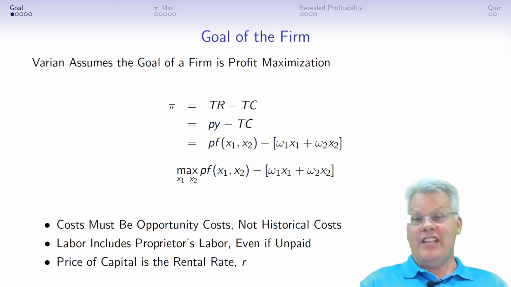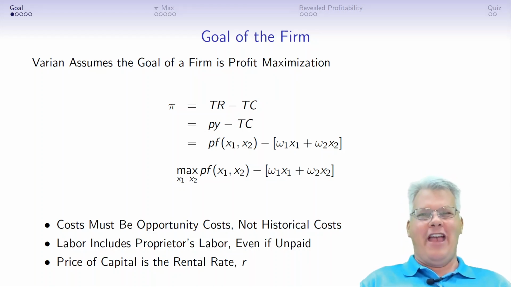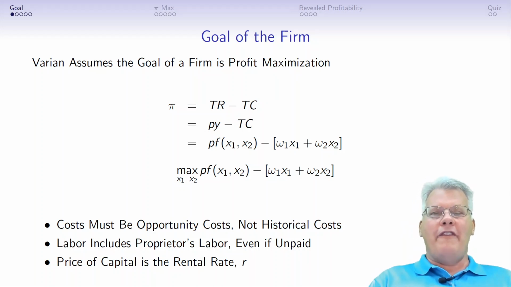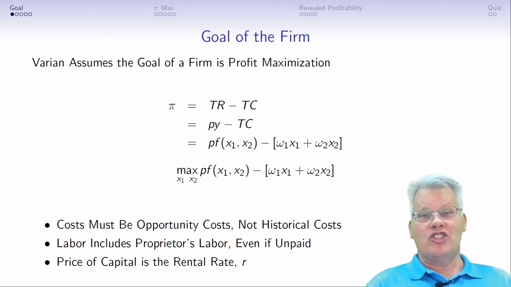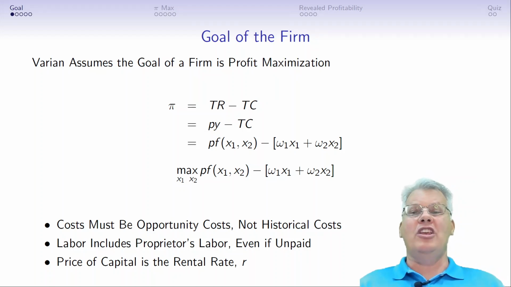Capital is, of course, a durable good. Think again back to a car manufacturing plant. God willing, a car manufacturing plant lasts for many years. We don't evaluate the price of capital as what it costs to construct it, but what is its rental rate? What could it be leased out at for one calendar year? So the price of capital is the rental rate.